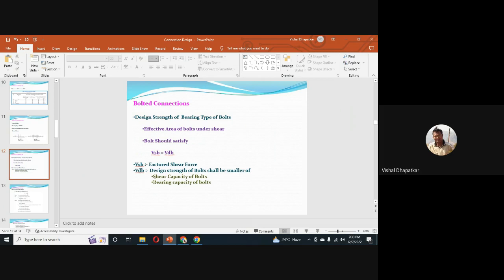So this VDB is calculated or can be decided based on two criteria. One is based on the shear capacity of the bolt and the other is the bearing capacity of the bolt. First we'll see the shear capacity of the bolts.